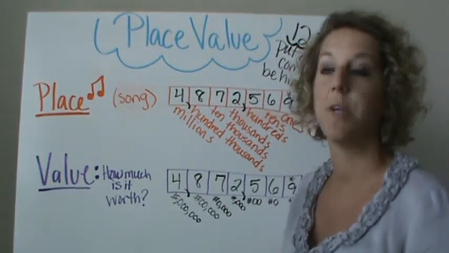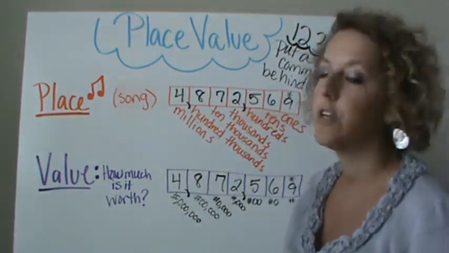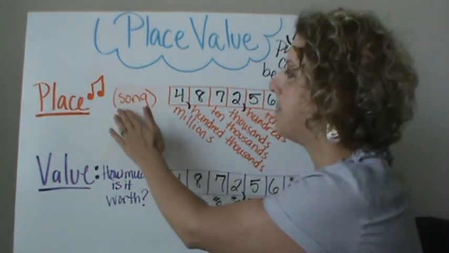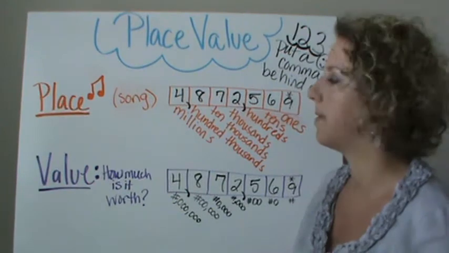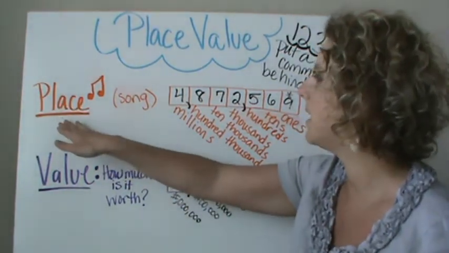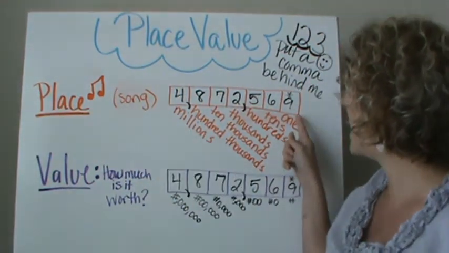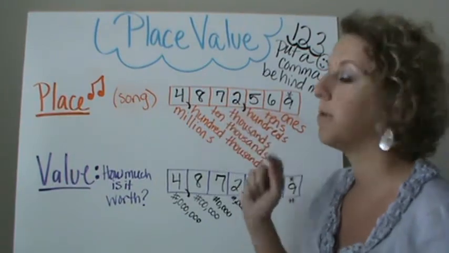This lesson will teach place value. There are two parts to place value, the place and the value. Let's start out by looking at the place of a number. When you're thinking of the place of a number, you want to name the spot that that number is in.